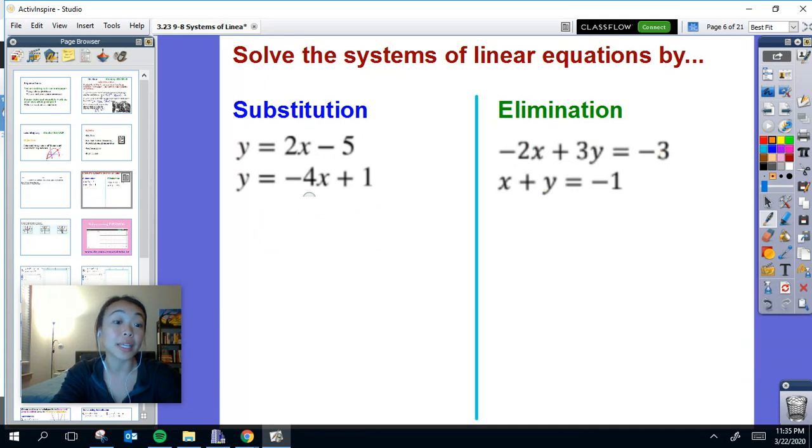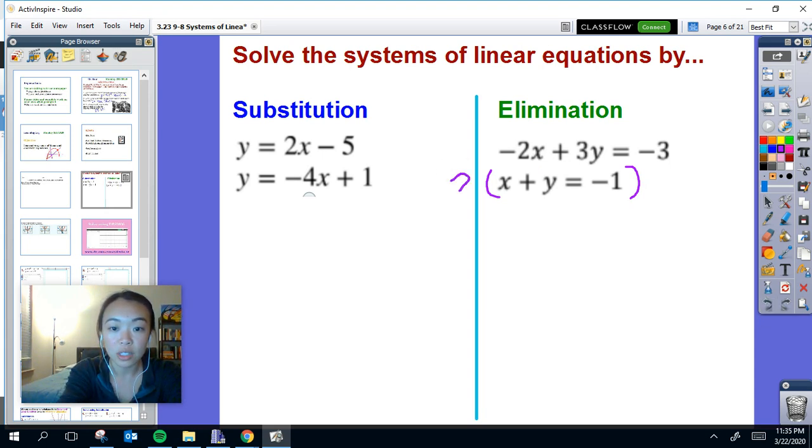So elimination would be the easier one to solve. I want to cancel one of them. You can do x or y, but I'm going to do x. To cancel x, since this is a negative 2, I want this to be a positive 2x. To get it to 2x, I multiply by a positive 2. When I distribute it, it becomes 2x plus 2y equals negative 2.